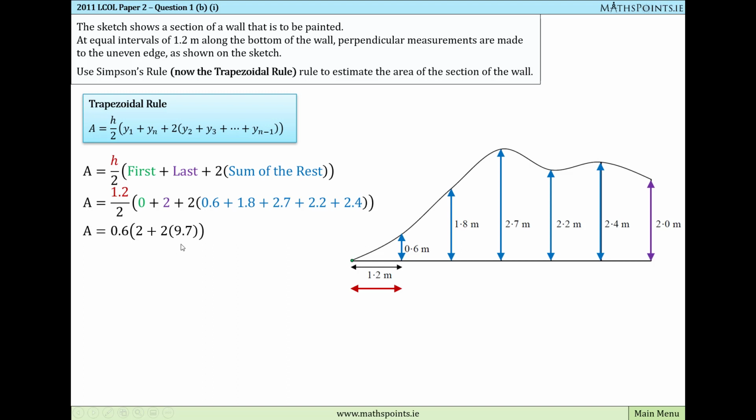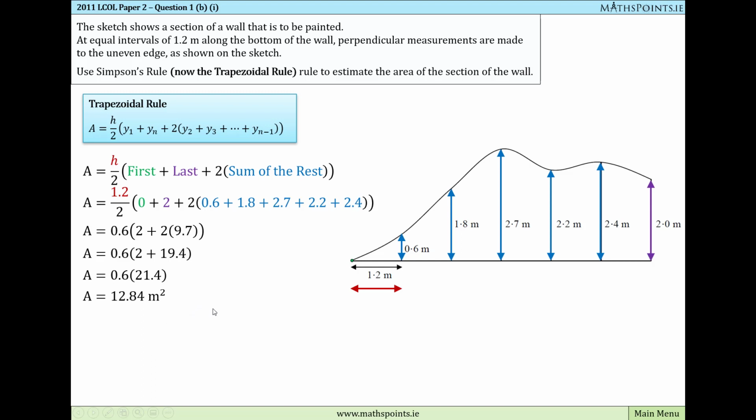We're going to multiply the 9.7 by the 2 to give 19.4. We're going to add the 2 to the 19.4 to get 21.4. And then we're going to multiply 0.6 by 21.4 to give an estimated area of the wall of 12.84 meters squared.